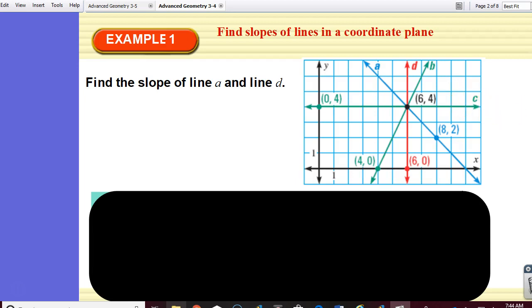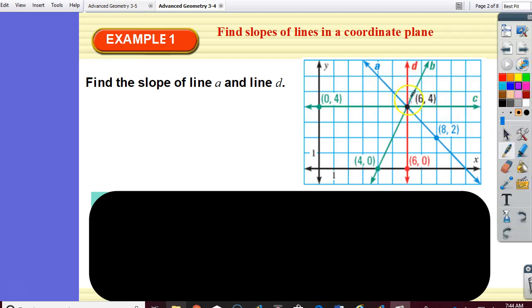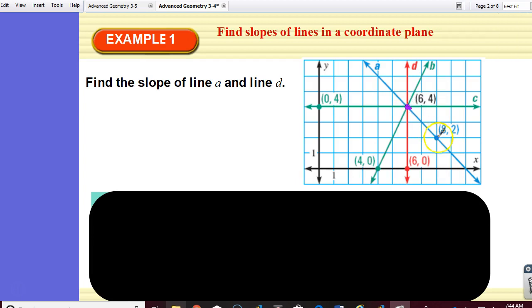So the slope of line A, let's look. So we have 6, 4, and we have 8, 2. So we're rising, rise over run, right? We're going up 1, 2, over 1, 2. Up 2 over 2 reduces to up 1 over 1, right? Up 1 over 1, again and again. So we're going up positive 1, and we're going in the negative direction 1. So this is a slope of negative 1, right?